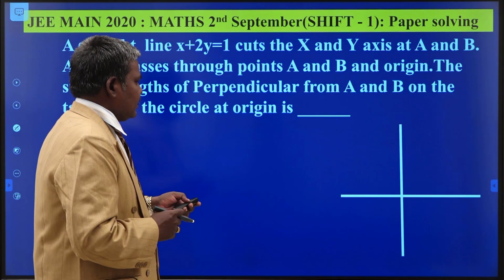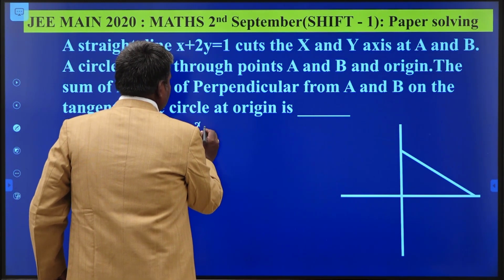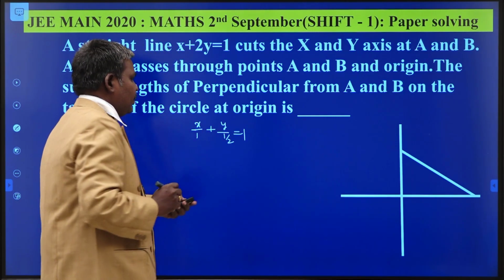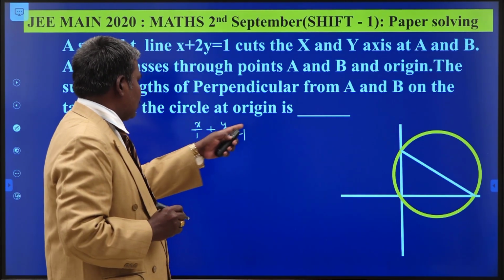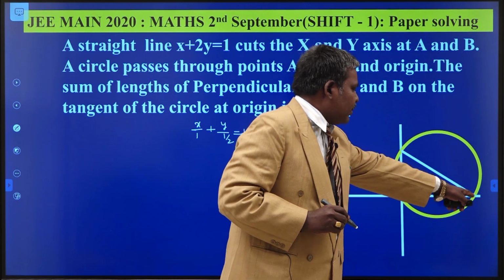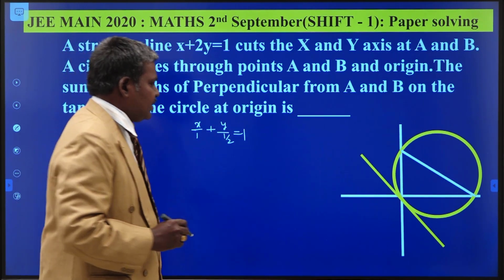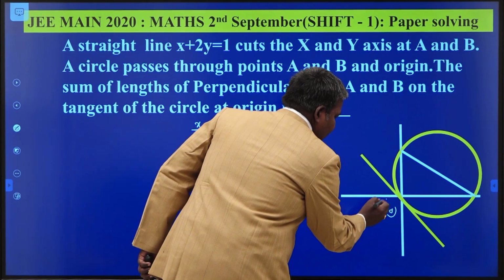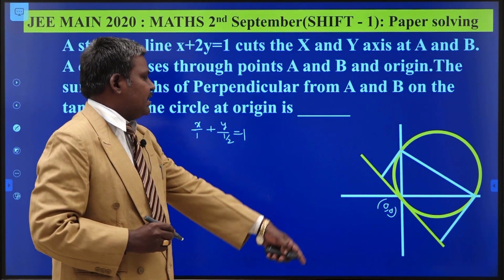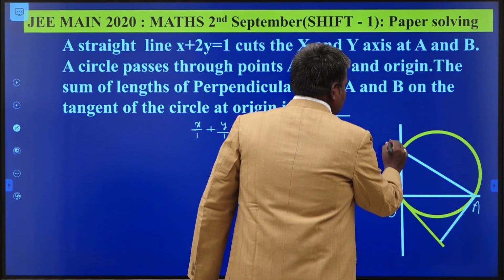This is the x-axis, this is the y-axis, this is the line x plus 2y equals 1. If you write the equation in intercept form, x by 1 plus y by 1/2 equals 1. That means it intersects the x-axis at (1, 0) and the y-axis at (0, 1/2). This is my circle passing through the origin and the points (1, 0) and (0, 1/2). Now this is the tangent drawn at the origin. We have to find the sum of the perpendicular distances from both A and B to the tangent at origin. Suppose this is the point A where the circle intersects the x-axis, and this is the point B.